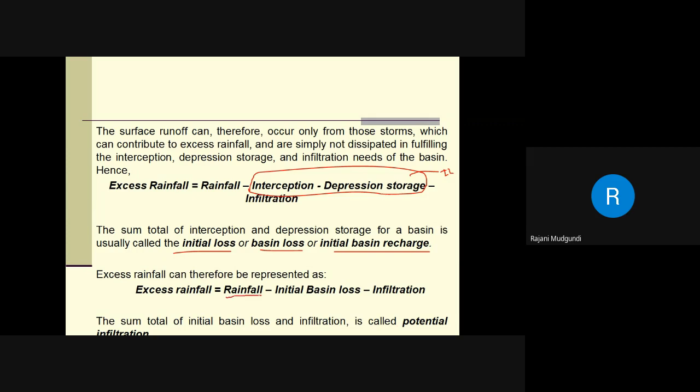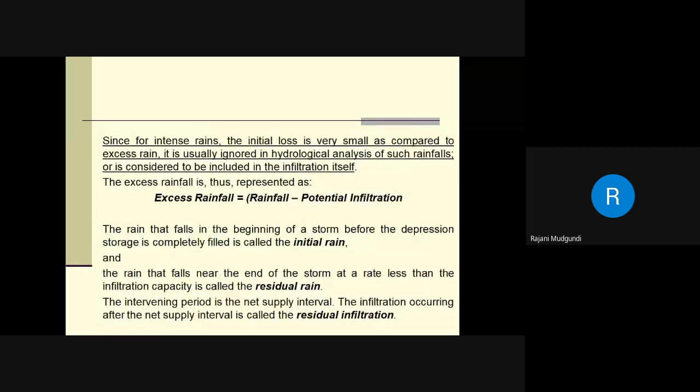So the rainfall which is reaching the ground, the total amount, minus the loss in terms of initial basin recharge and the water which is lost in terms of infiltration flowing into the ground. The sum total of initial basin loss and infiltration is called potential infiltration.